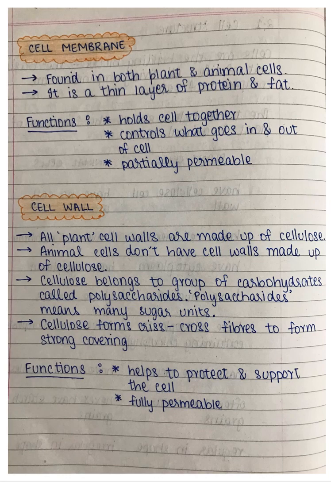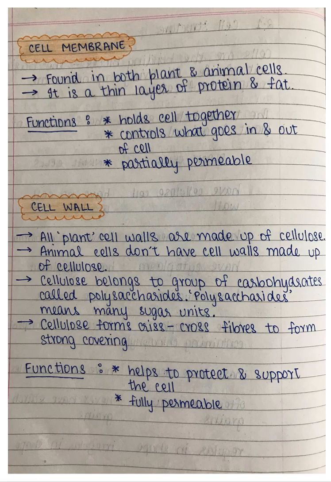Moving on to the functions of each of the parts of plant and animal cells. First up is the cell membrane. Cell membrane, as we have seen, is found in both plant and animal cells. It is a thin layer of protein and fat. Its function is to hold the cell together, control what goes in and out of the cell, and it is partially permeable.